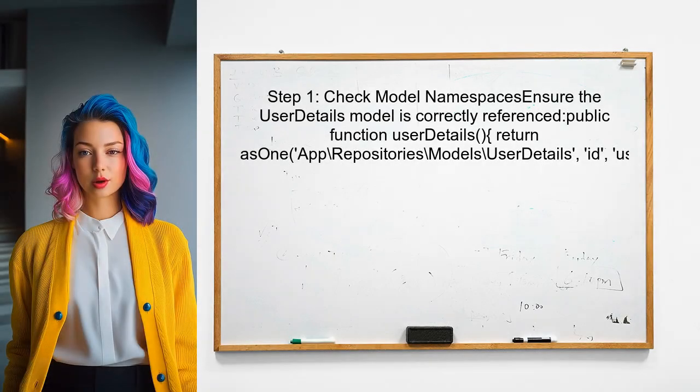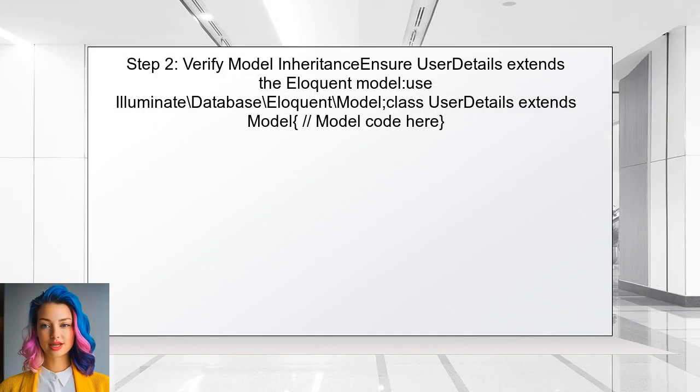To address the error the user is encountering, we first need to check the relationship definitions in the models. The user should ensure that the namespace for the user details model is correctly defined. Next, the user should verify that the user details model extends the correct base model. It should extend the Eloquent model provided by Laravel.